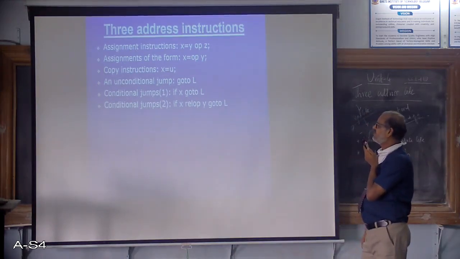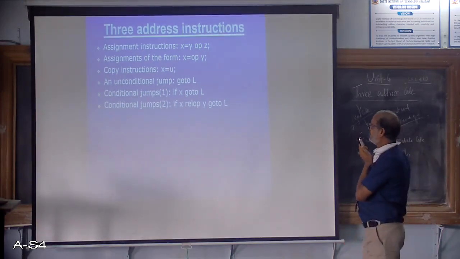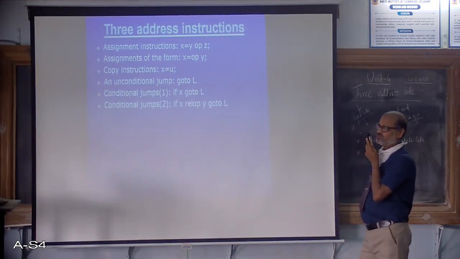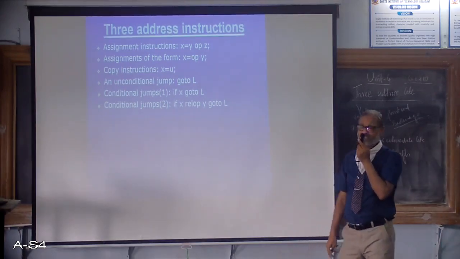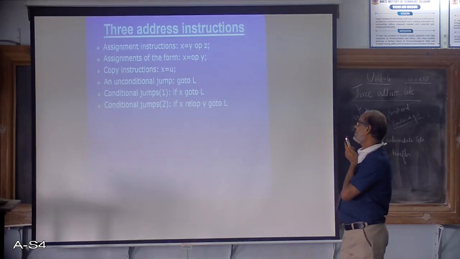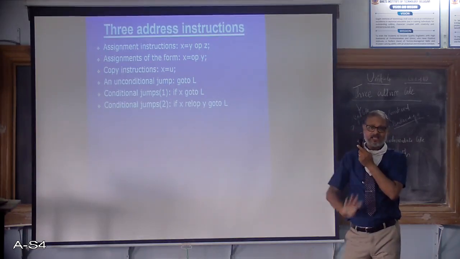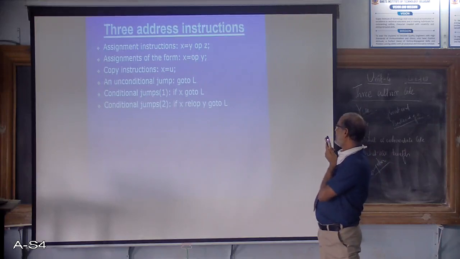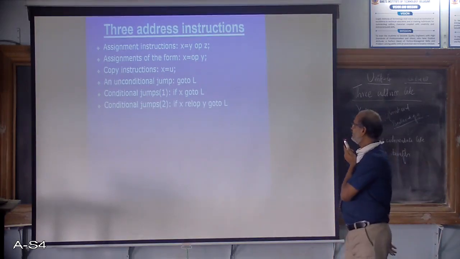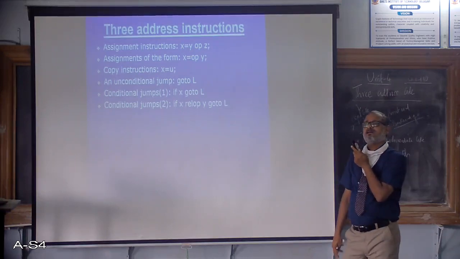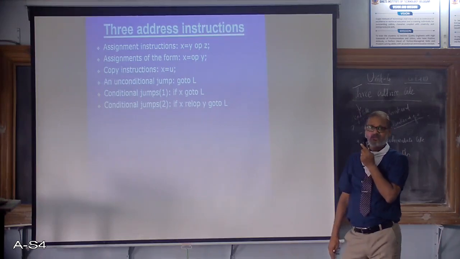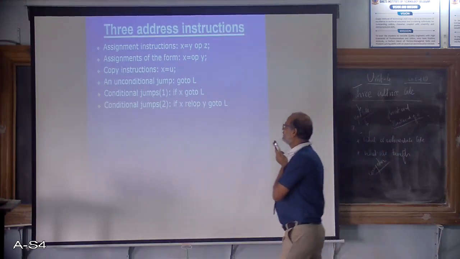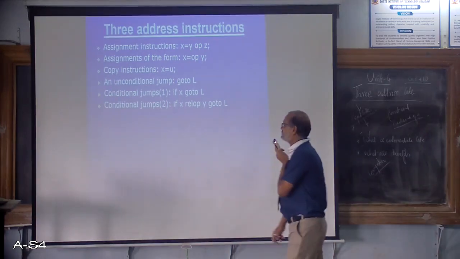And then the second one is the assignment of the form x equal to op y. So this is the second category of three address code statement. Here op stands for a unary operator, unary minus you can say, right? So maximum you can have three addresses, you can have less than that also. So op is any unary operator, and x and y are again compiler generated temporaries, constants or programmer defined variables.